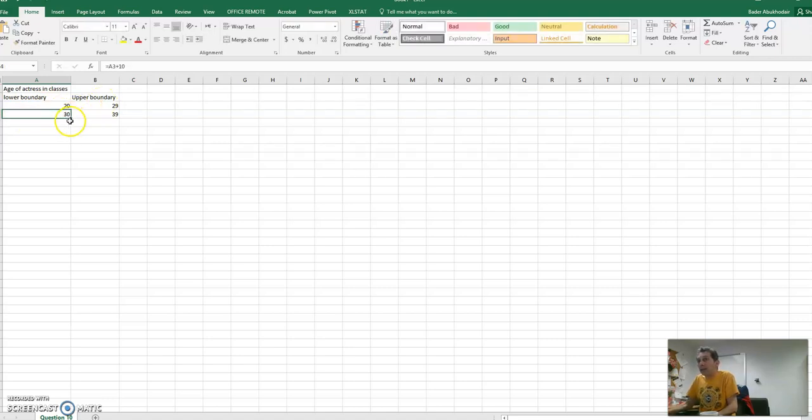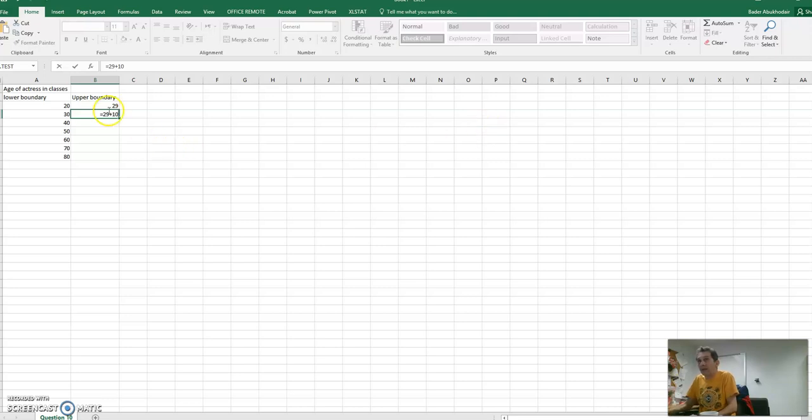So we will tell Excel to fill this till 80, okay? I don't want the 90, just till 80. So 20, 30, 40, 50, 60, 70, 80. And I'll do the same thing over here for the upper limit, because the class width again is 10.